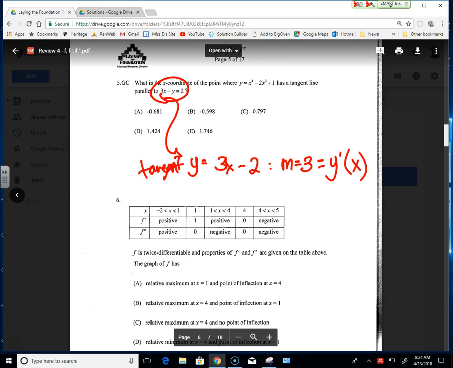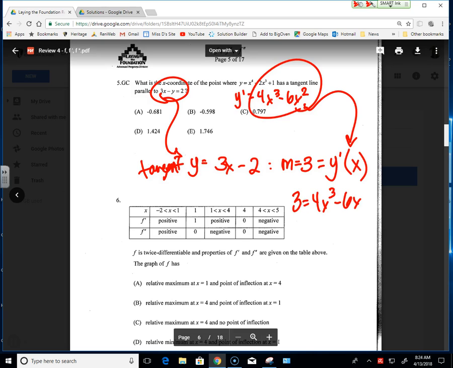Wait a minute. Y prime, couldn't I find that? Y prime is equal to 4x cubed minus 6x squared. Ooh, couldn't I plug that in? Couldn't I say 3 is equal to 4x cubed minus 6x squared? When? I don't know, at the point of tangency. Hey, they're asking me for the x at the point of tangency. Okay, solve. Some of you are like, oh, that's gross.